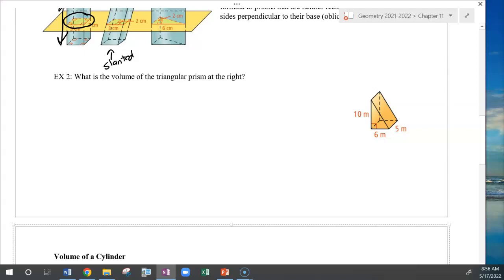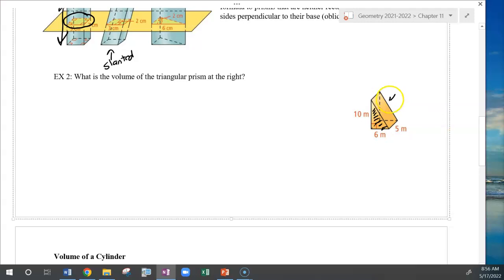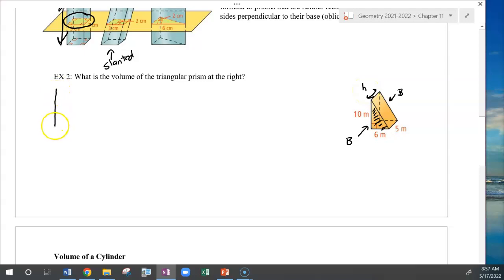So the first thing you need to do is figure out which side is the base. And that's going to be right here, this triangle in the front. The reason why is there's another base in the back, which means that this length right here, that's your height. So to get the area of my base, I'm just going to draw that triangle over here. I have 10, and I have 6 meters. I have a right angle here.